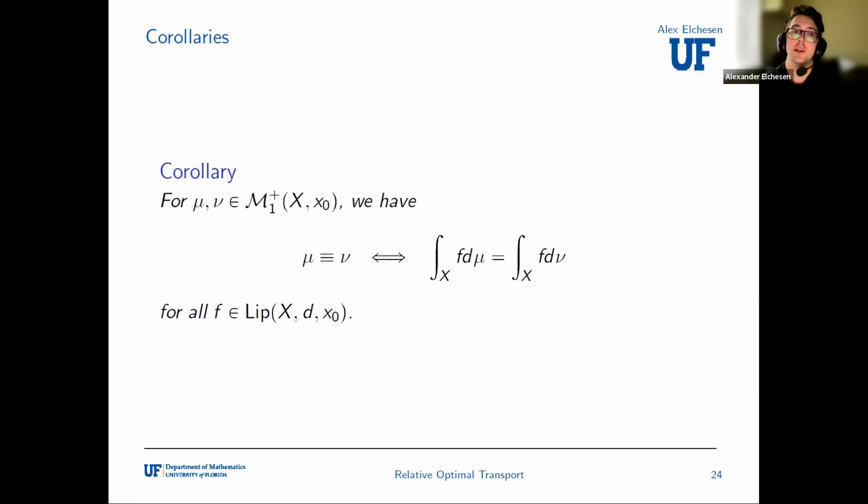Okay, so this corollary is really powerful and useful. I mean, we proved a lot of things with it. One thing in particular that's really simple is that if you have two of these measures, they are equivalent if and only if they agree when you integrate any Lipschitz function against them. So integrate any Lipschitz function which vanishes at the base point against mu and nu. If you get the same thing for all f, then those measures were actually the same measure in this quotient space.